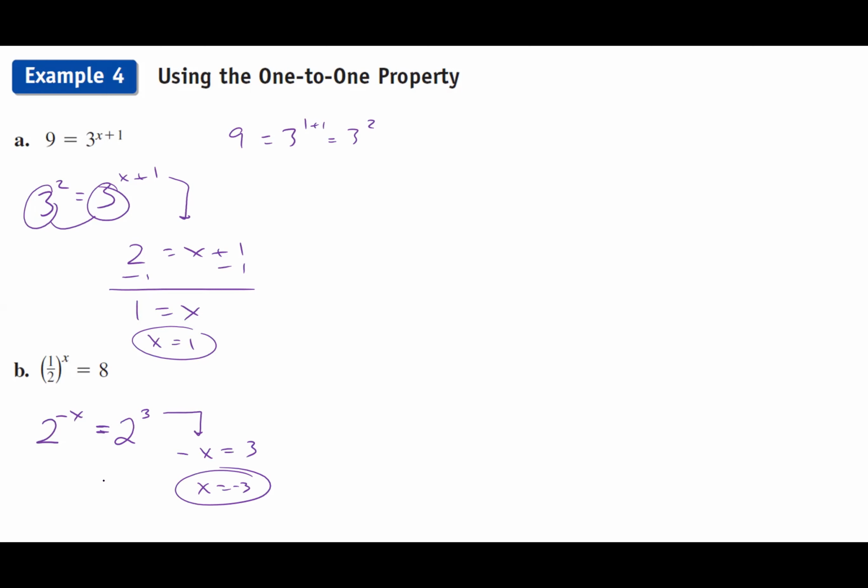And let's see if it works. Let's plug it back in. So 1/2 to the -3. Question is, will that give me an 8? Yeah, we take the reciprocal of 1/2, which is 2. And 2 times 2 times 2 is 8, and it checks out. Huh, okay, it's interesting.